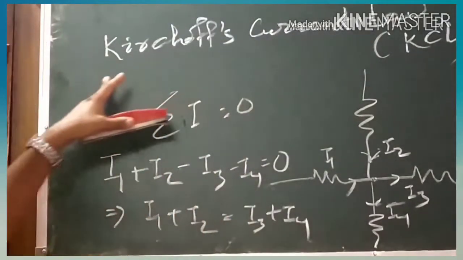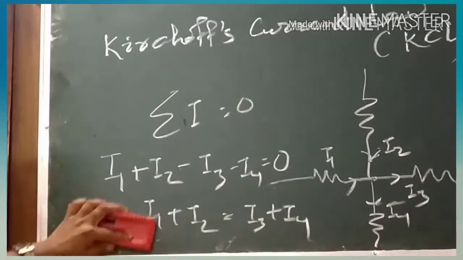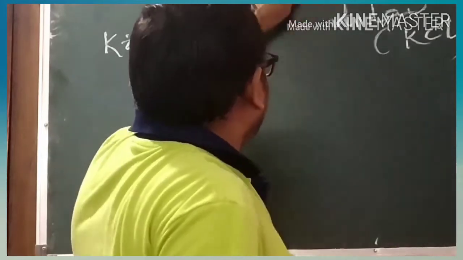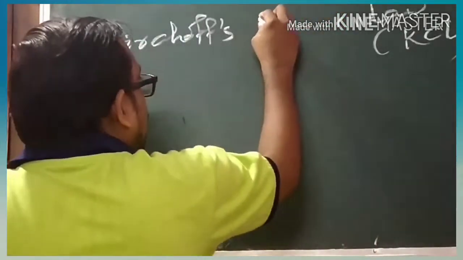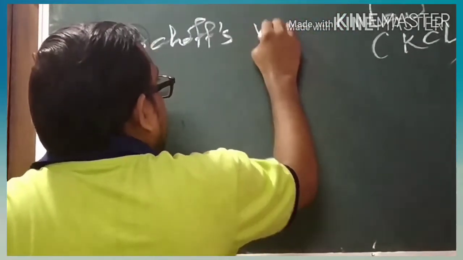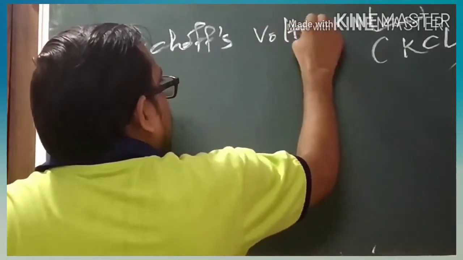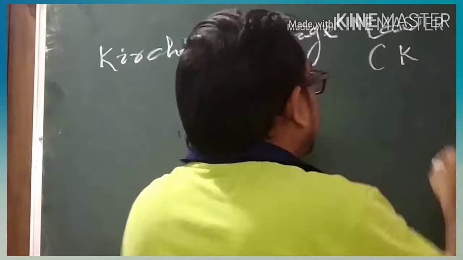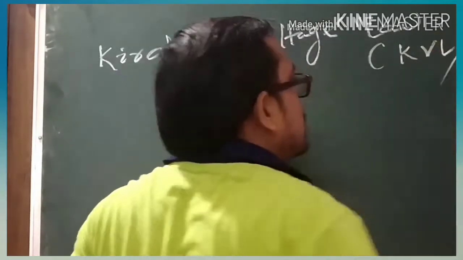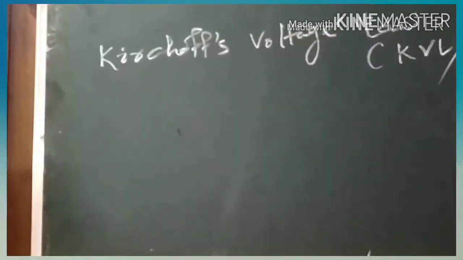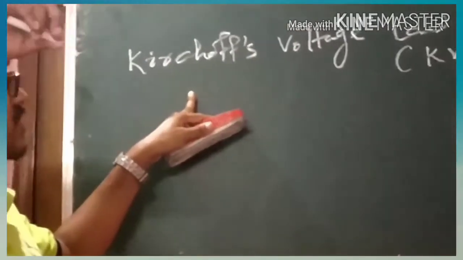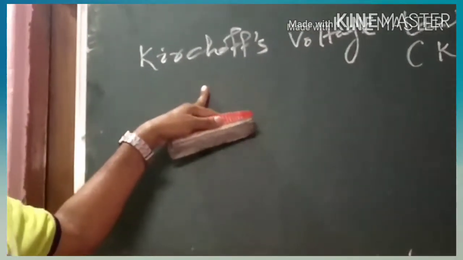Then we are switching over to the second part of Kirchhoff's law, which is called Kirchhoff's voltage law, or Kirchhoff's loop rule. In short this is termed the KVL. So first the law. This Kirchhoff's law is actually applicable to a closed loop.